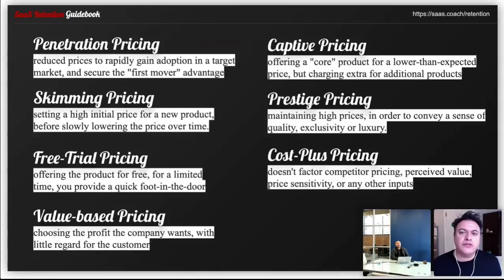Pricing has a whole psychology element and aspect to it, which we're touching on, but I always find it fascinating. You've got to test these things out and see where you're at.